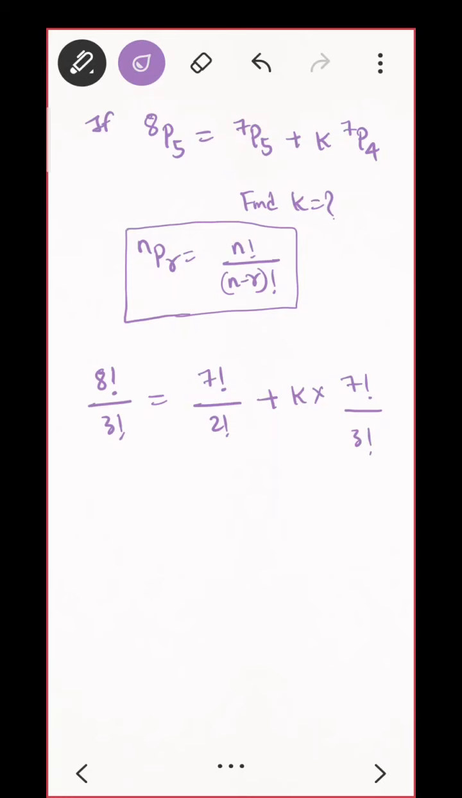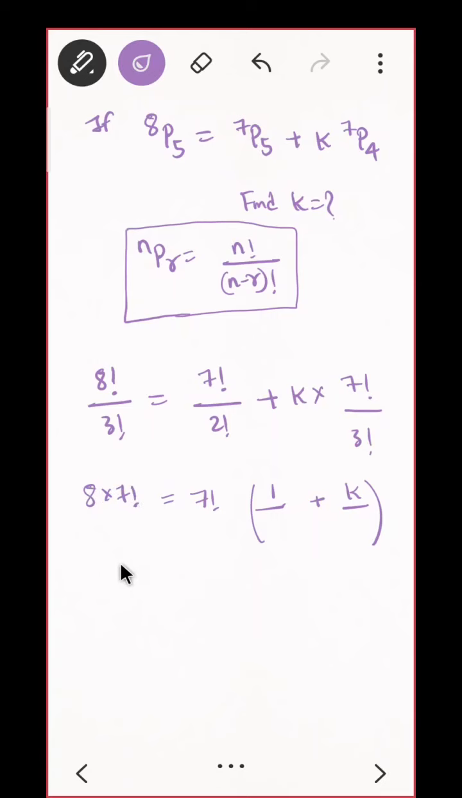Just observe something. In the numerator here it is 8 factorial, here it is 7 factorial, here also it is 7 factorial. Okay, can I take 7 factorial outside from here? Correct. So in the numerator here I will be having 1 and here I will be having k. Is that okay? Here in the numerator, can I write 8 factorial as 8 into 7 factorial? Can I do that?